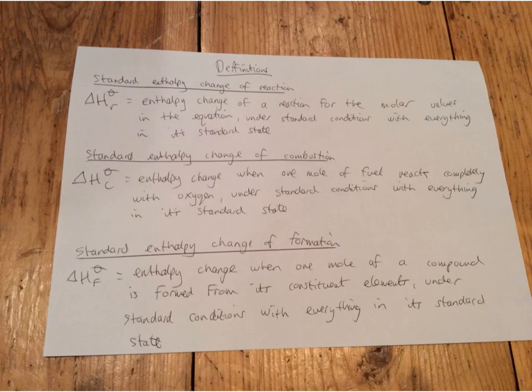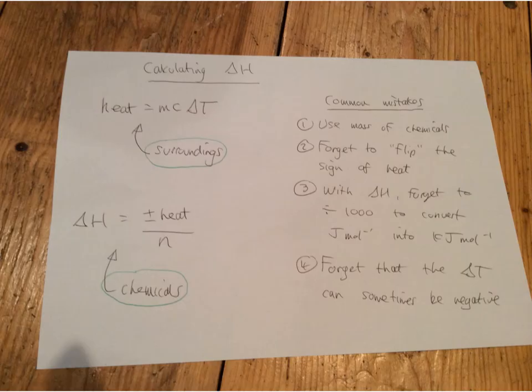Okay guys, and on to the next slide. So second to last slide, this is calculating delta H using the MCAT equation. Really important to remember that the heat equals MC delta T is about the surroundings, and therefore when you do the delta H equals the heat over the moles, you need to flip the sign of the heat.